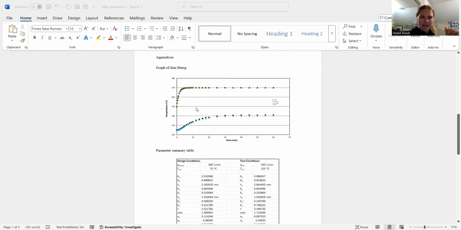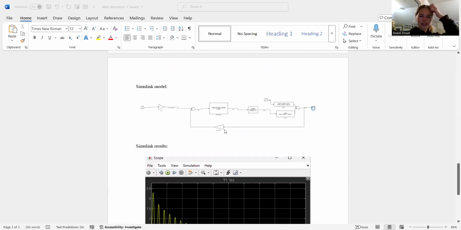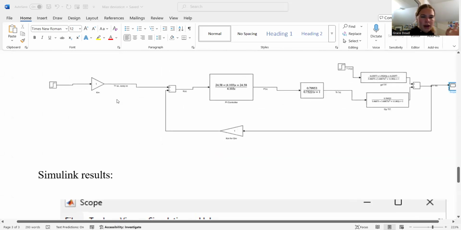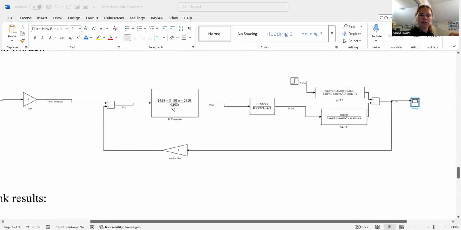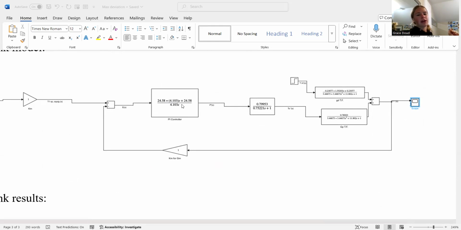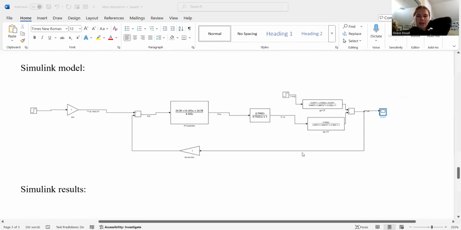So here we go. This is my graph of all my data fits. They looked really good. My parameter summary, and then here's my Simulink model. I literally just used the one that we did in class and then edited my values. So here's my PI. I tracked that as well in my notes, just to get it into this form. And then here's my GB, my process loop, my disturbance change function, yada yada yada.